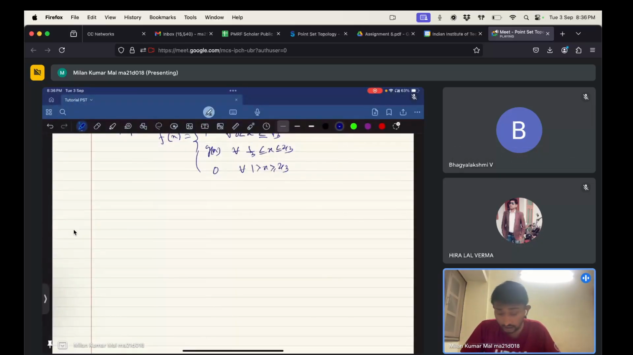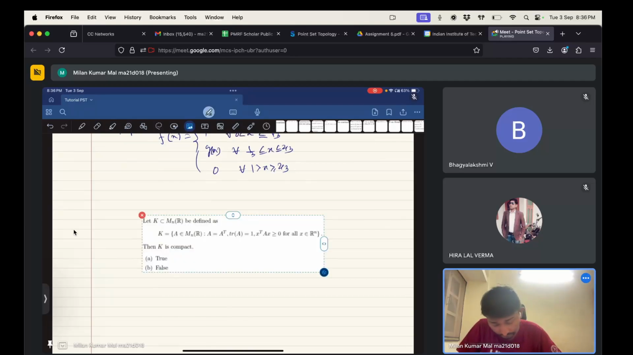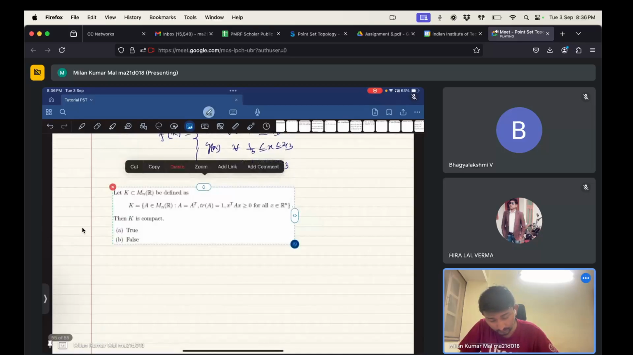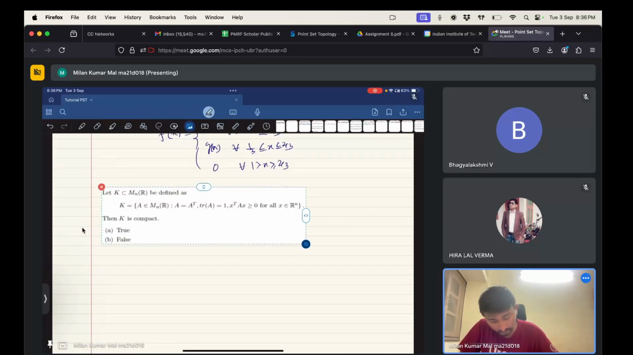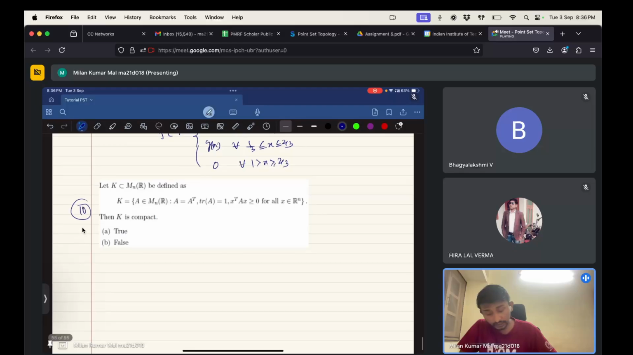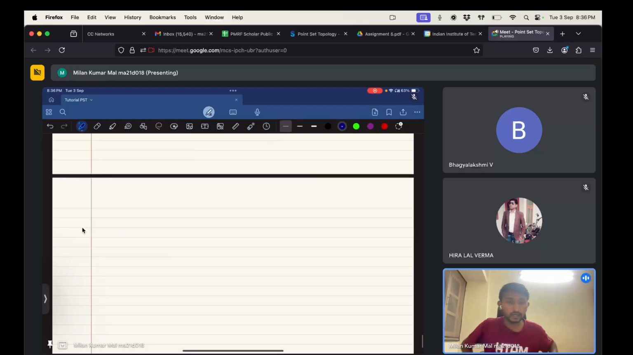Now I'll consider question number 10, and that is a very interesting question. It will take a little time. Yes, this is question number 10. The question is: prove that K is compact. I'll prove that K is compact. This is true. That is what I'll prove.